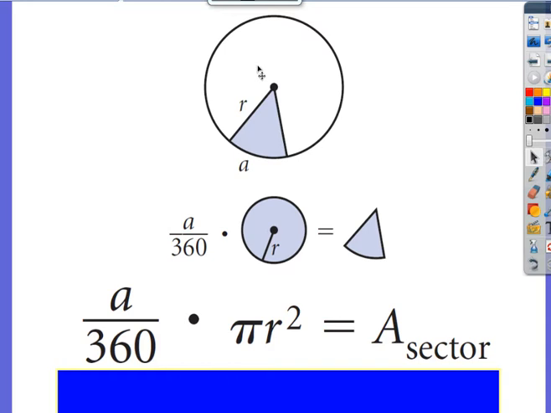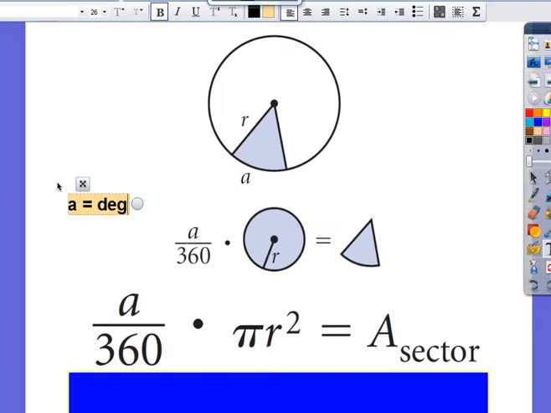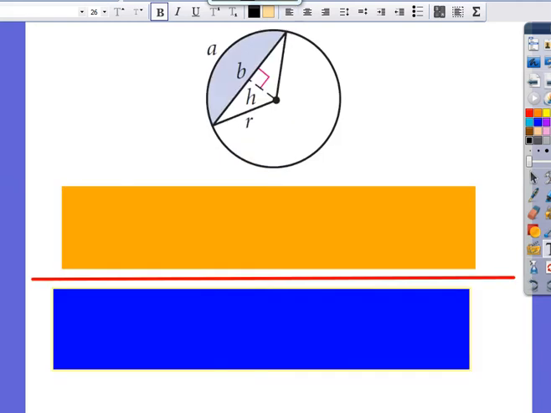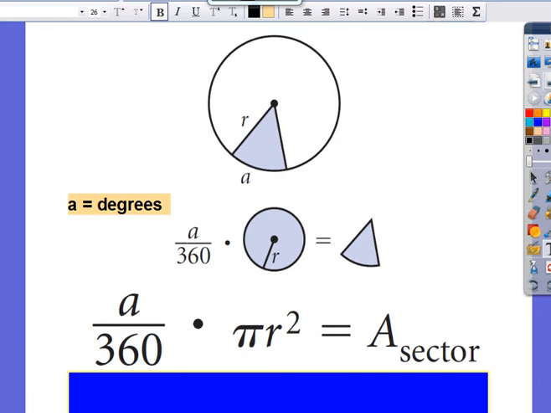So go ahead and draw this top picture again, write the equation, and you can even write on the side, A equals degrees. When I taught you the equation for length of the arc, I would use degrees right here. So you could write degrees over 360, if that helps you remember it. Make sure you pause that so you can write this down.